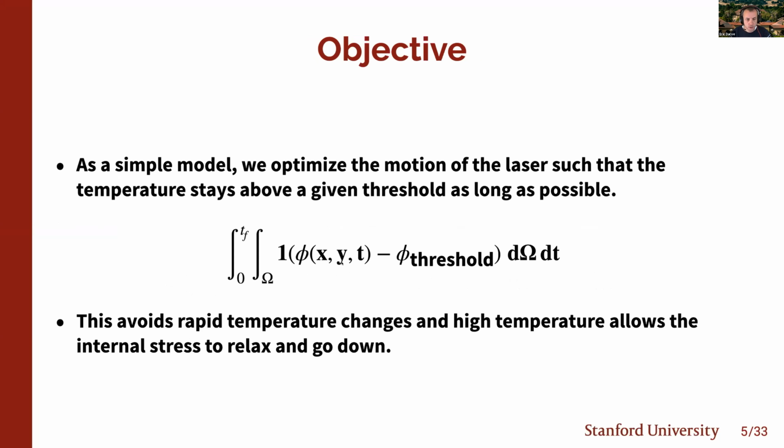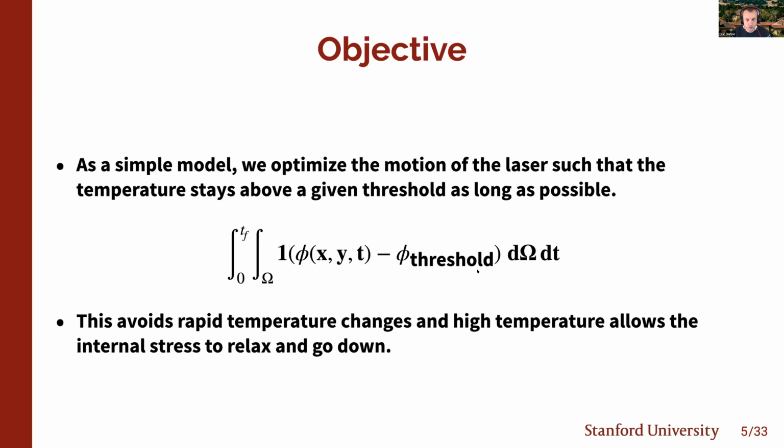Okay, so here is the objective function that we picked. Again, it's a simplified mathematical model, but we're going to be more concerned about the numerical solution to this problem. So here the idea is that in order to avoid this residual stress, and there are different objective functions that could be used in this modeling, but we picked this one here. So we want to keep the metal above a certain temperature, this phi threshold, for as long as possible, in order for the residual stress to relax.